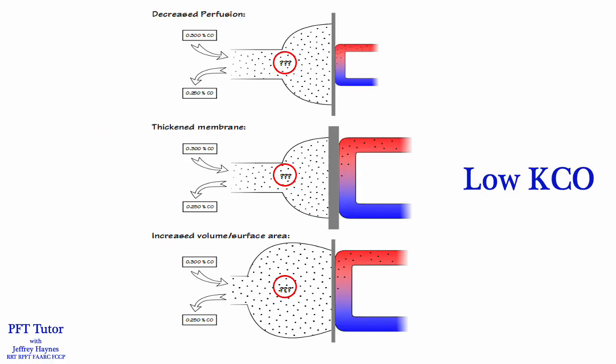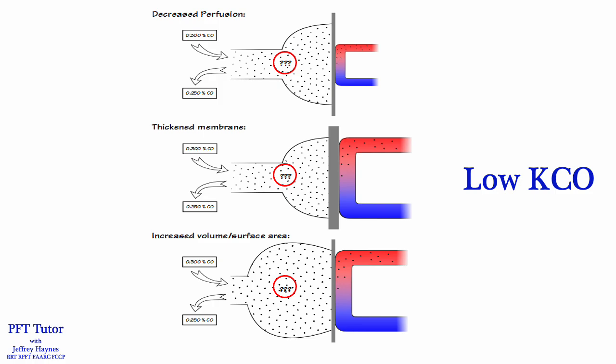So when we're talking about transfer coefficient or KCO, we're not considering the alveolar volume component of DLCO, and there are a number of conditions that can reduce the KCO, including decreased perfusion from conditions like pulmonary embolism and pulmonary hypertension.